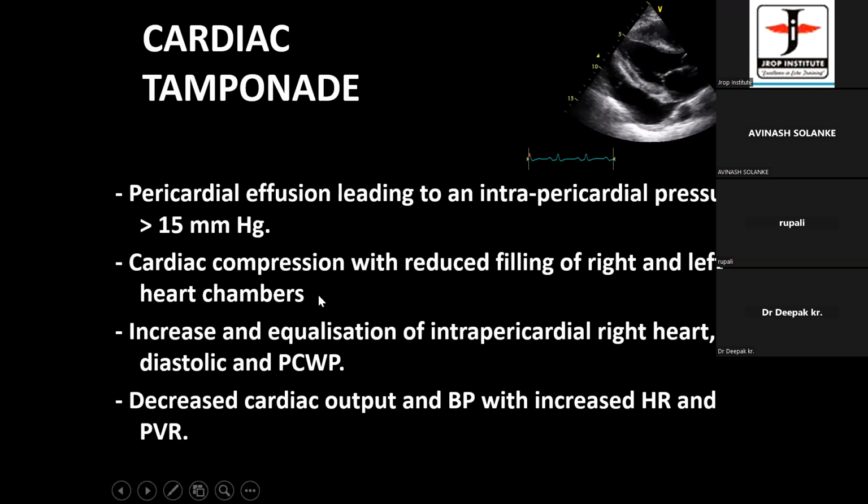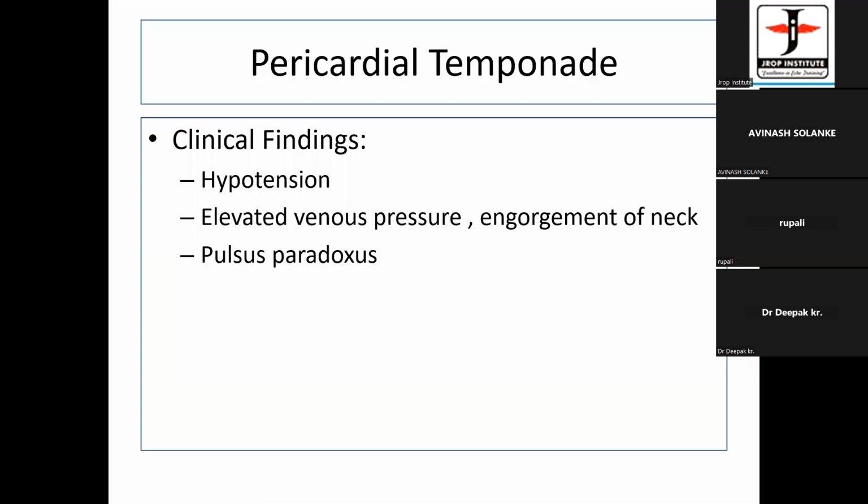So, pericardial effusion leads to intrapericardial pressure more than 15 millimeters of mercury, cardiac compression with reduced filling of the right and left heart chambers, increase and equalization of intrapericardial, right heart diastolic and pulmonary capillary wedge pressures, decreased cardiac output and BP with increased heart rate and pulmonary vascular resistance. What are the findings? If I have high pericardial pressures leading to tamponade, what will happen?